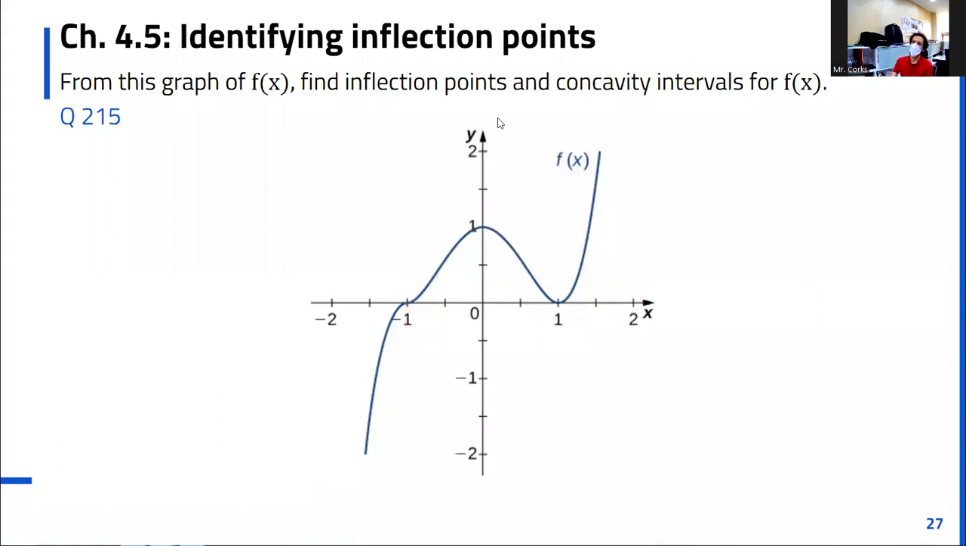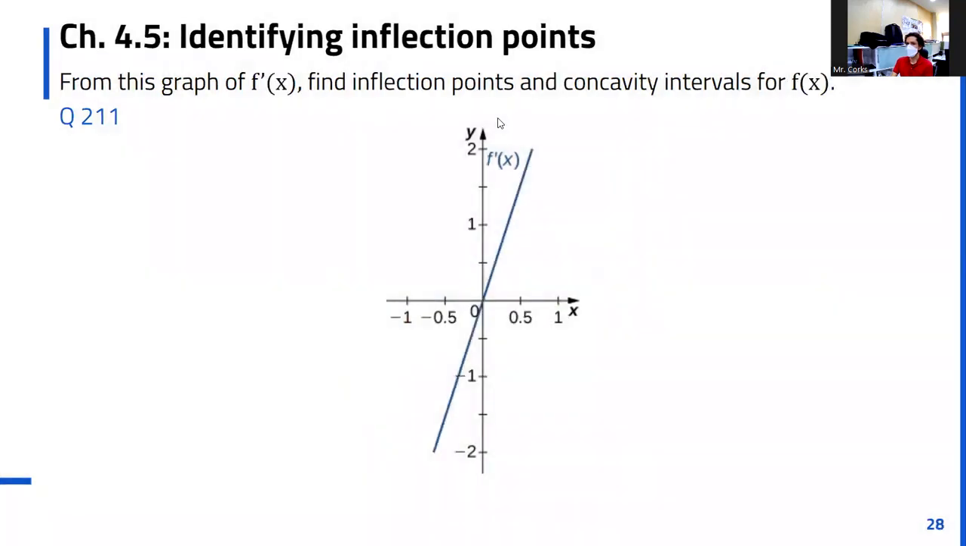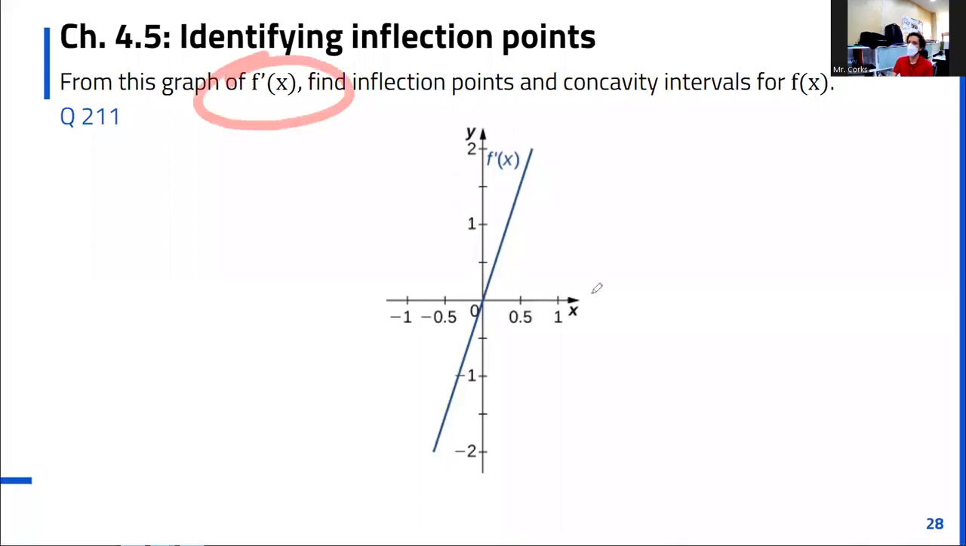Okay. I was going through these pretty quickly because these are actually not what the questions were in the textbook. The textbook is asking this. This is a graph of the first derivative, not the original function, but the first derivative. And we want to figure out what are the inflection points and the concavity intervals for that. So we were looking at original functions and identifying inflection points. Well, let's look at the first derivative. Okay, how can we do that?